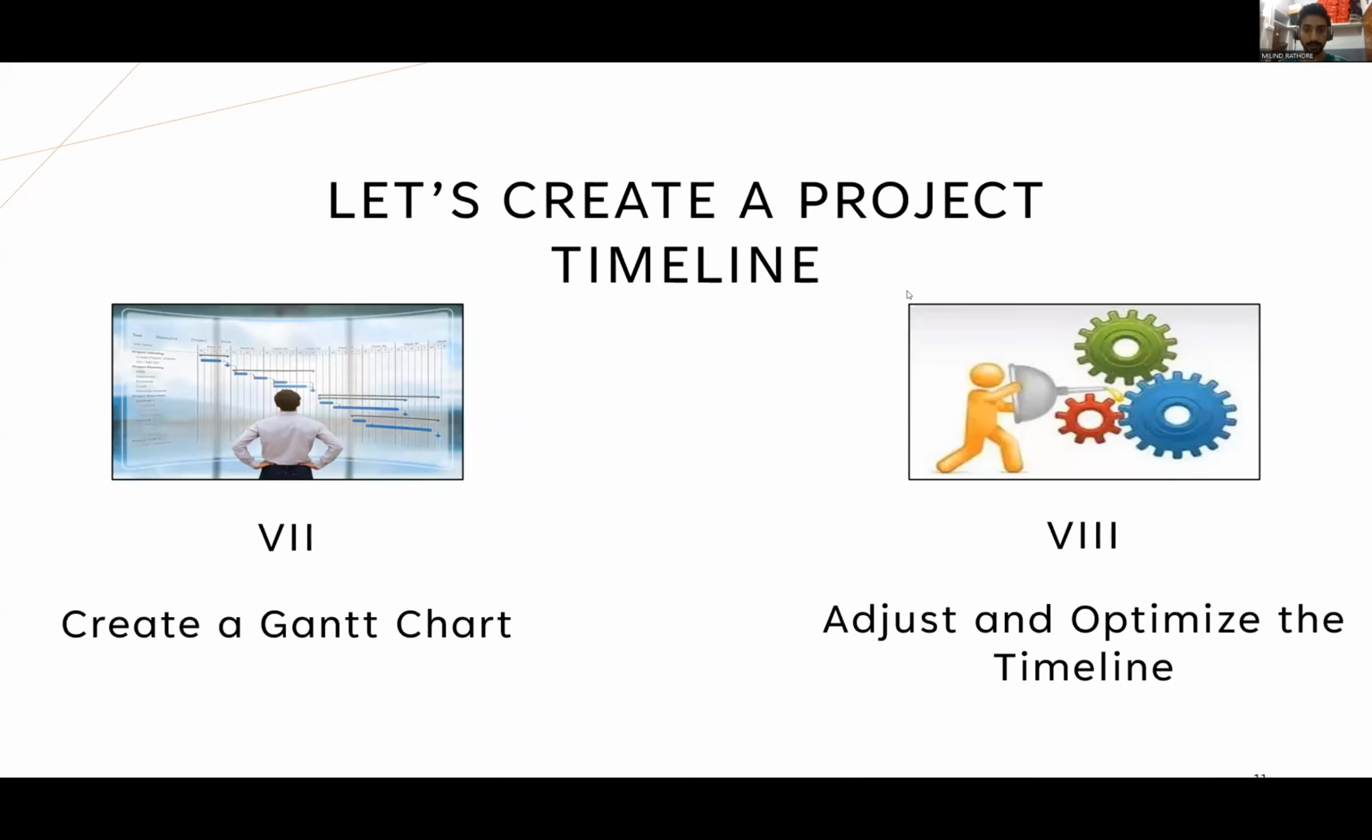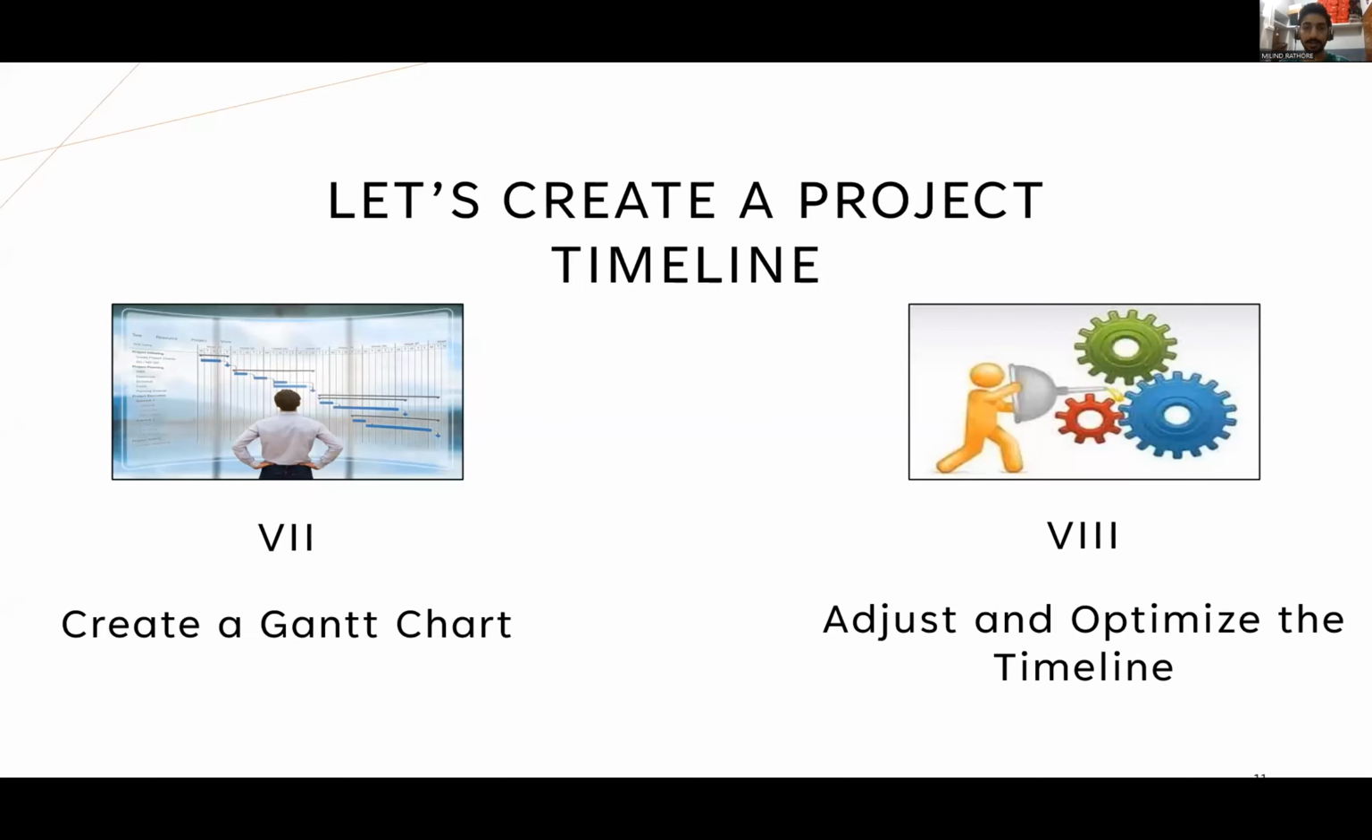The 7th and 8th points will be create the Gantt chart and adjust and optimize the timeline. So how to create a Gantt chart? Use project management software tools that offer Gantt chart capabilities. Input the task list, durations, dependencies, and resource assignments to generate the Gantt chart automatically. Alternatively, we can create a Gantt chart manually using Microsoft PowerPoint, as I have done.